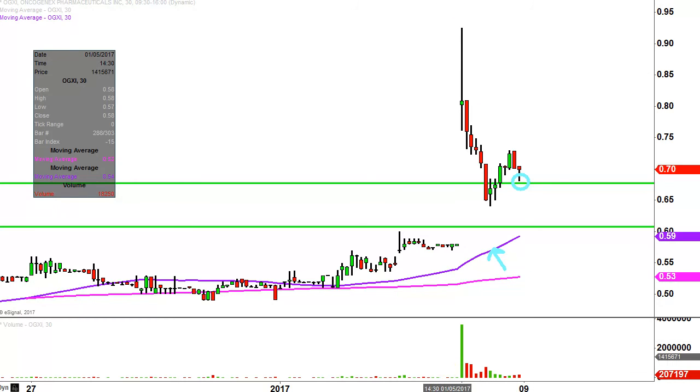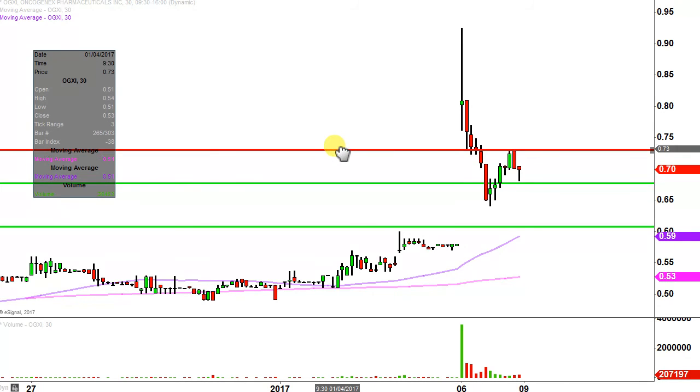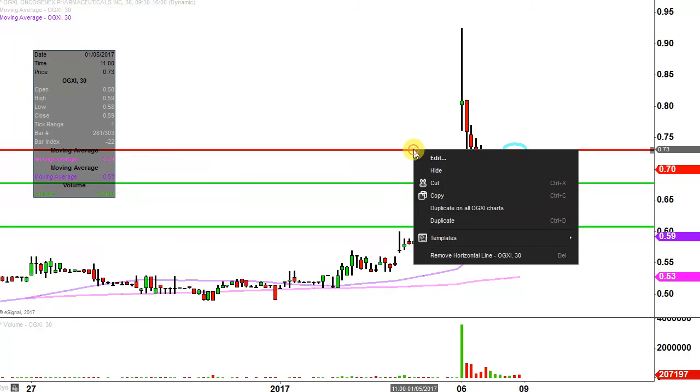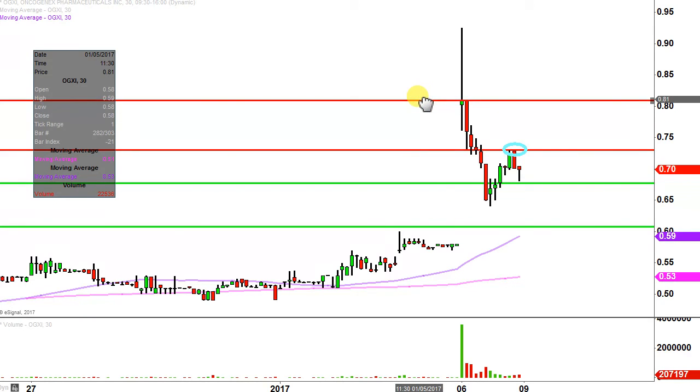What about levels of resistance? First point of resistance kind of reared its head in the late afternoon, and that sits right up here at 73 cents. You can see, a nice bounce was happening, and then the kind of party stopped right there. So 73 cents initial area of resistance, and then the next key one after that up there at 81 cents.